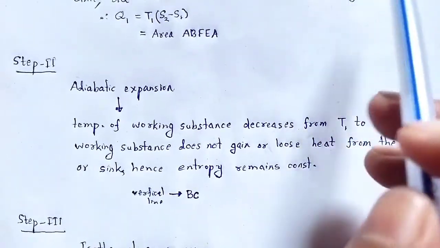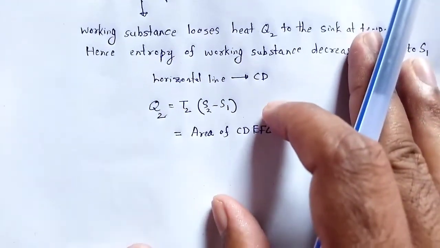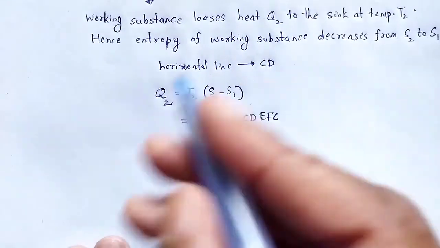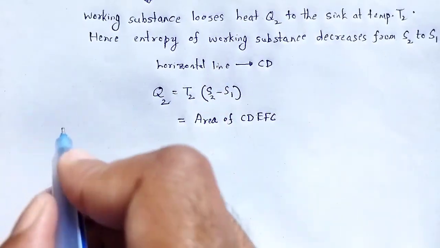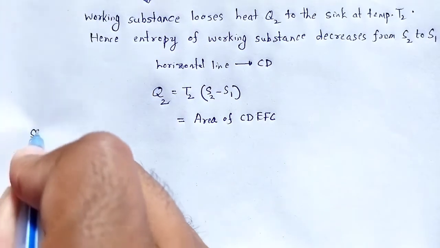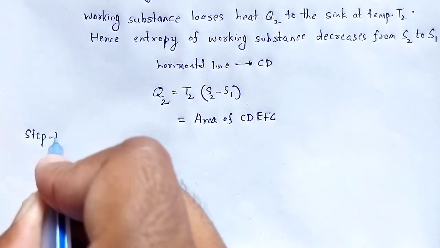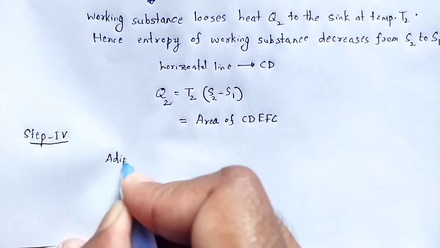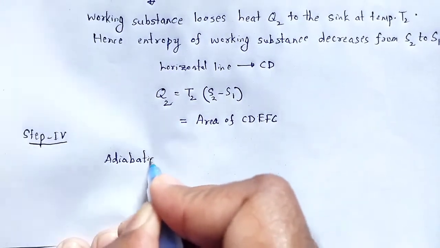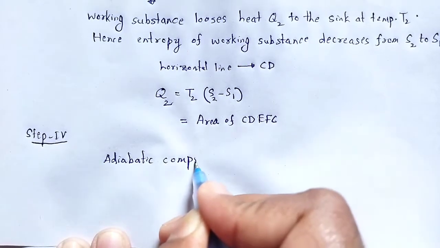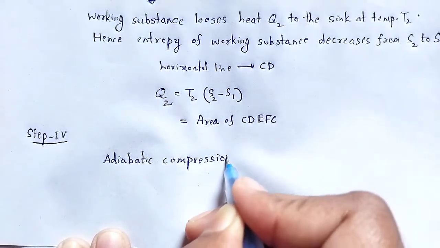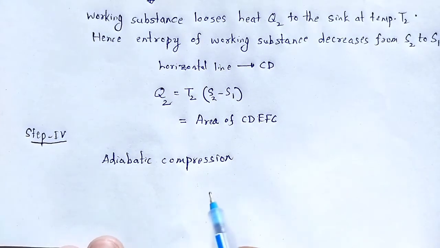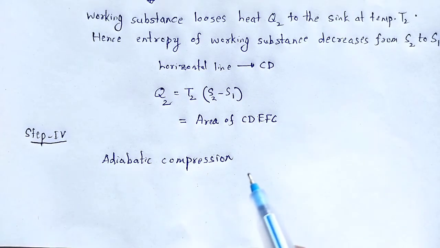CDFEC, that is the area under that portion. Now step number 4, that is the final step, which is adiabatic compression. What happened in adiabatic compression? No heat enters or leaves the working substance, hence the entropy remains constant.